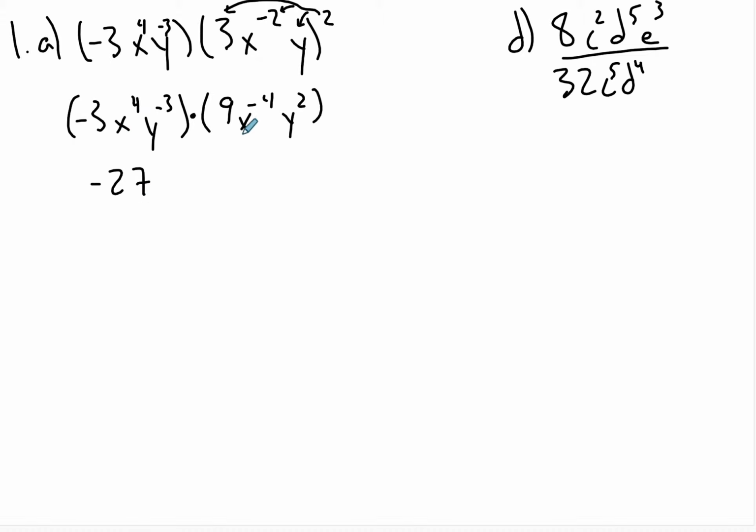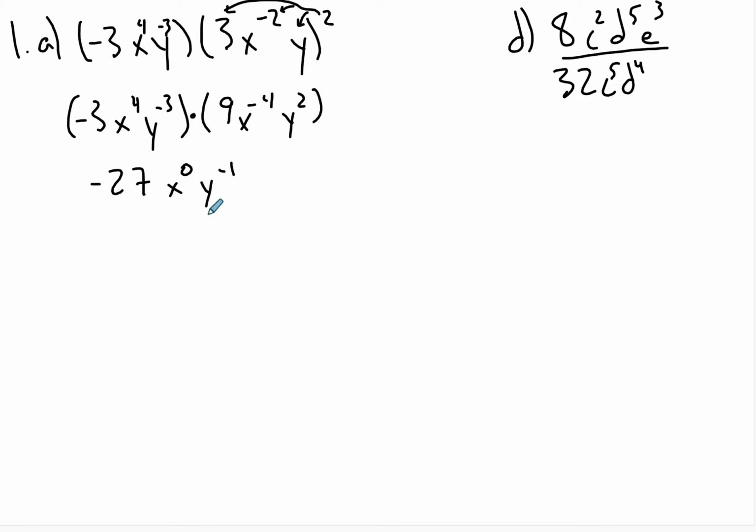x to the 4 times x to the negative 4. Now remember, when we multiply with the same base, we actually add the exponent. So 4 plus a negative 4 here. So when we add 4 and negative 4, we get 0. And then with the y's, it'll be negative 3 minus 2, which will give me a negative 1.